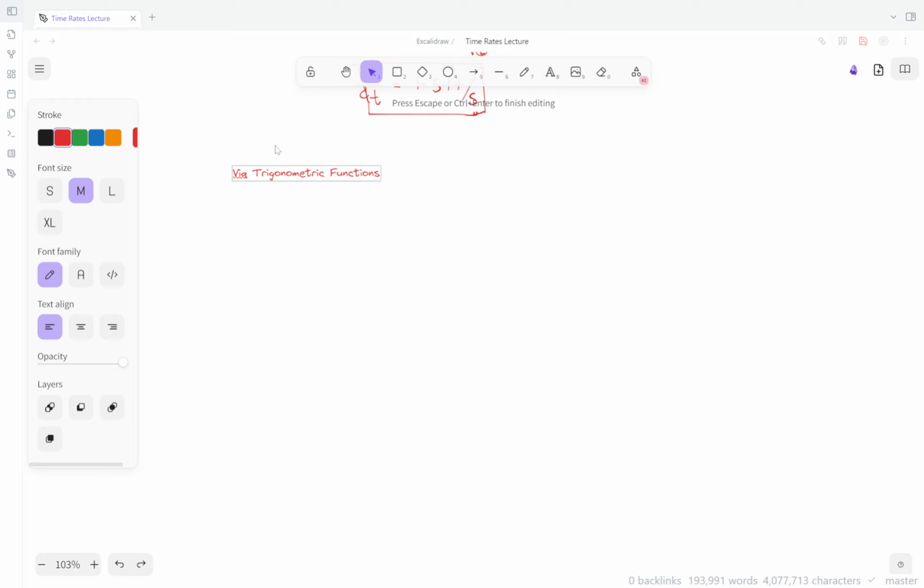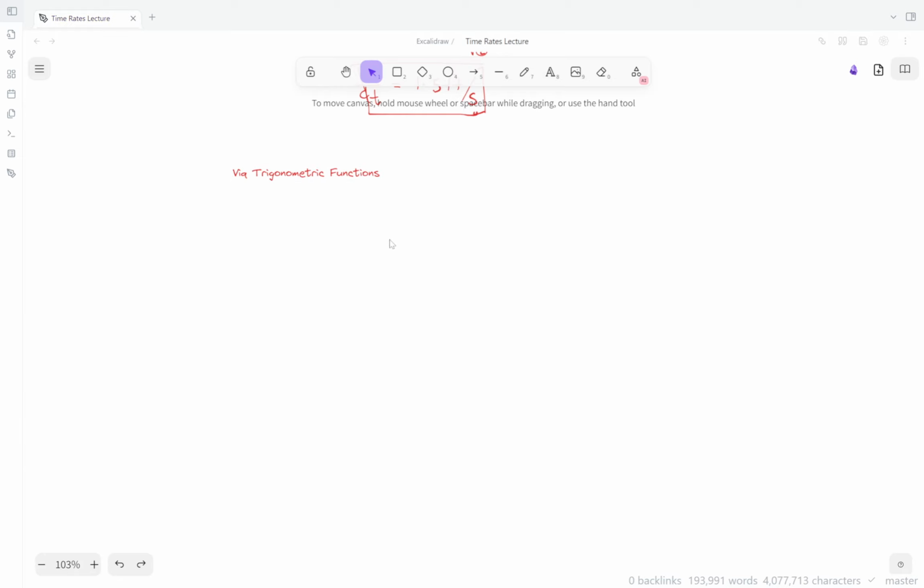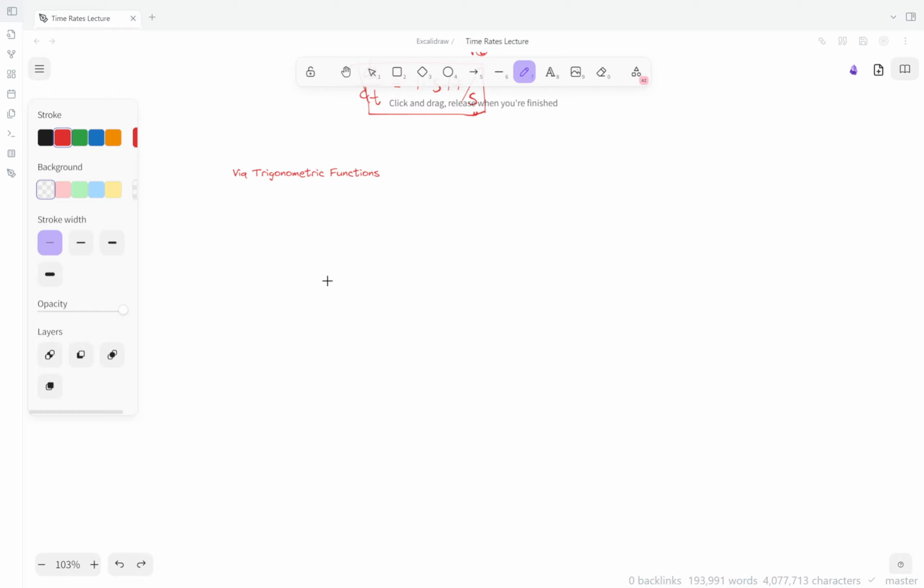Okay, so now how do we solve this one via trigonometric functions? Here is what we'll do. We're going to need another equation. Where's my triangle here? I think I've erased my triangle. Let me draw the triangle here. We're going to need a triangle that involves trigonometric functions, that's for sure.